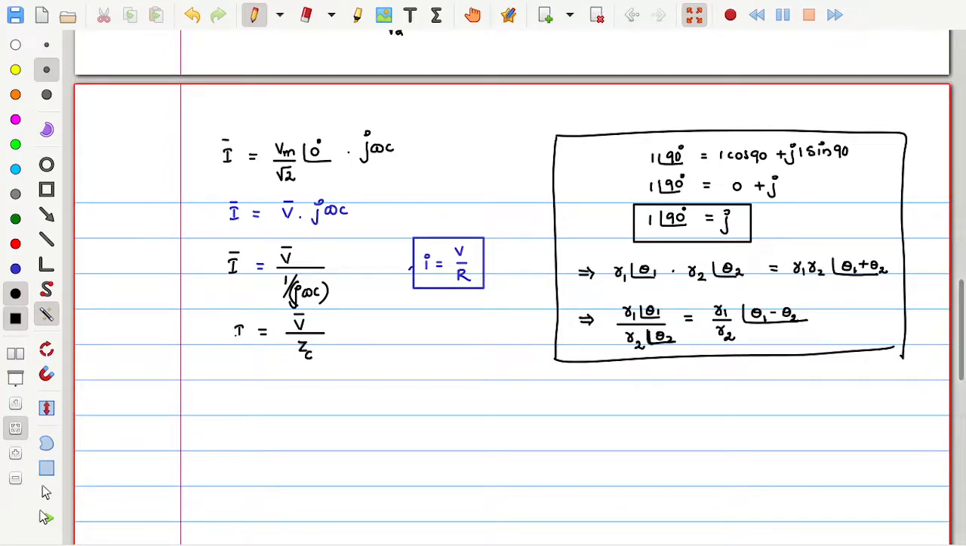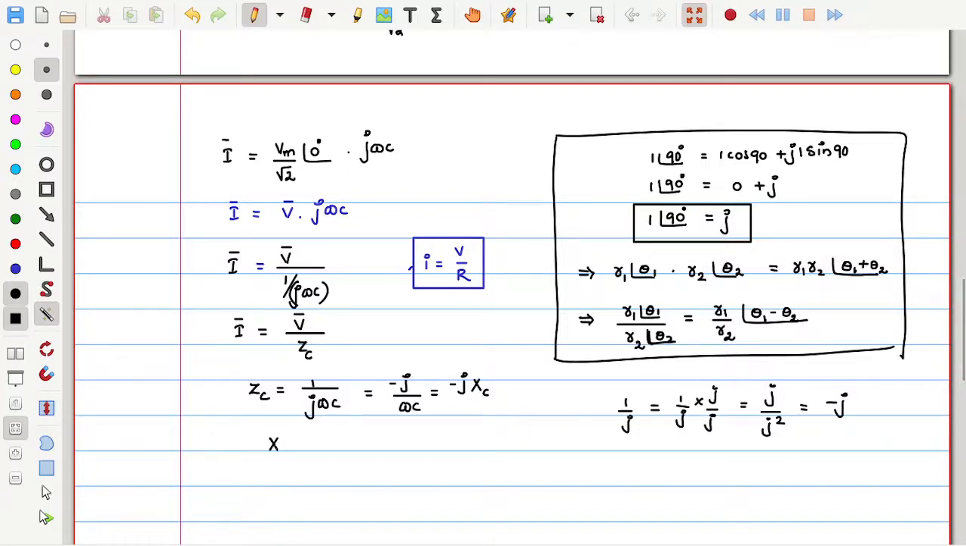Who offers this impedance? The capacitor. So how much is ZC here? 1 by j omega C. And remember that 1 by j is also written as 1 by j into j divided by j, which is equal to j divided by j square, which is equal to minus j, since j square is minus 1. So this 1 by j I can write as minus j, so minus j by omega C. And most of the time we take this 1 by omega C as XC, where XC is equal to 1 by omega C, which we call the capacitive reactance.